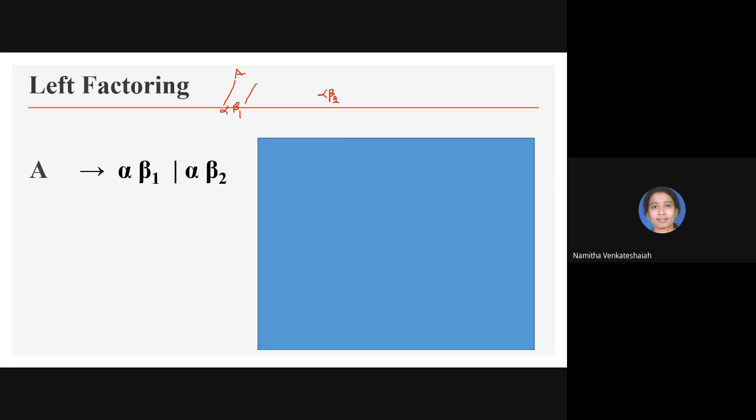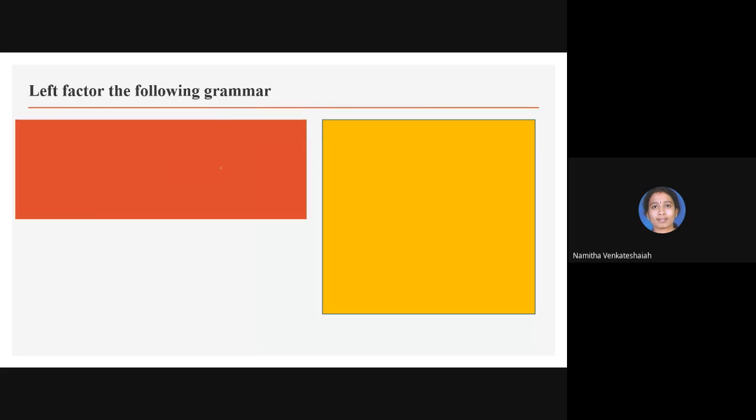So how to avoid backtracking? In order to avoid backtracking, what we should do? You should do it in two steps. You will write A produces alpha A dash. Okay, remember, A produces alpha A dash and A dash produces beta 1 and beta 2. That means in the first stage, you are telling the first common symbol, and in the second stage, you are telling the second uncommon symbol. Okay, so this is how we do it.